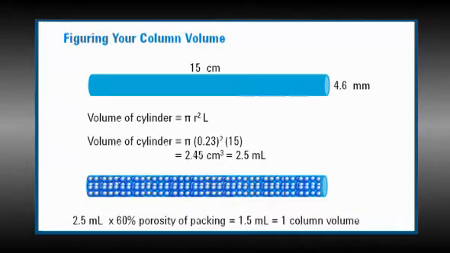Here's a way to figure your column volume for a column you're using. Generally, we use 60% as the porosity volume of a packing for Zorbax columns. So you can figure out, if you want to do 10 column volumes, that would be 15 milliliters of solvent. So just to be safe, that's what I would recommend for each stage of our washing experiment.